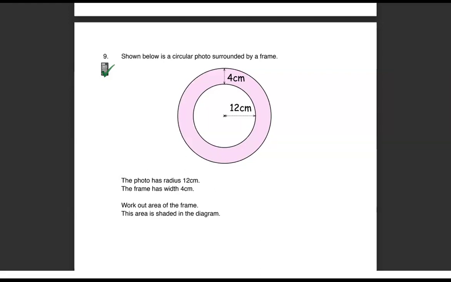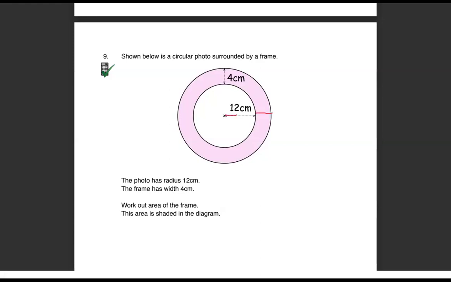Would it be work out the area of the frame? You have to find the... So, would it be 50.27? 50 point... 50.27 for the frame. Yeah. So you have to be able to find out the area of the whole thing first.